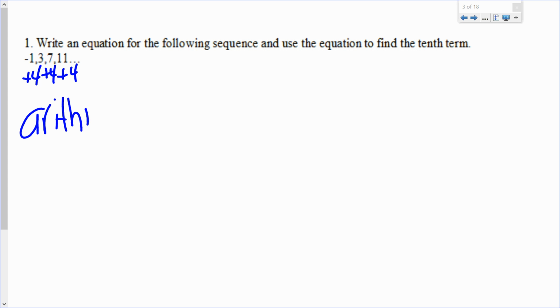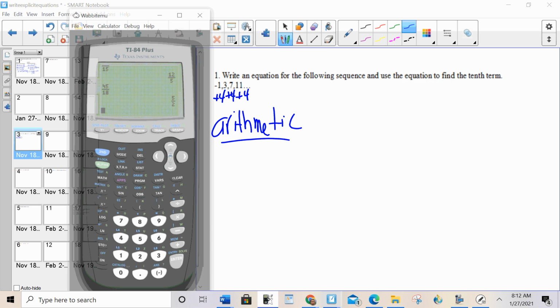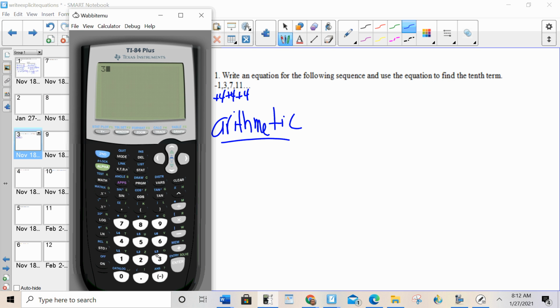Now, let's just say that you couldn't figure that out, or there were bigger numbers and it wasn't as obvious. What I can do is go to my calculator and do the second term minus the first term, the third term minus the second term, the fourth term minus the third term. And if I'm getting the same thing every time, that means that it's arithmetic, and in this case the common difference is 4.